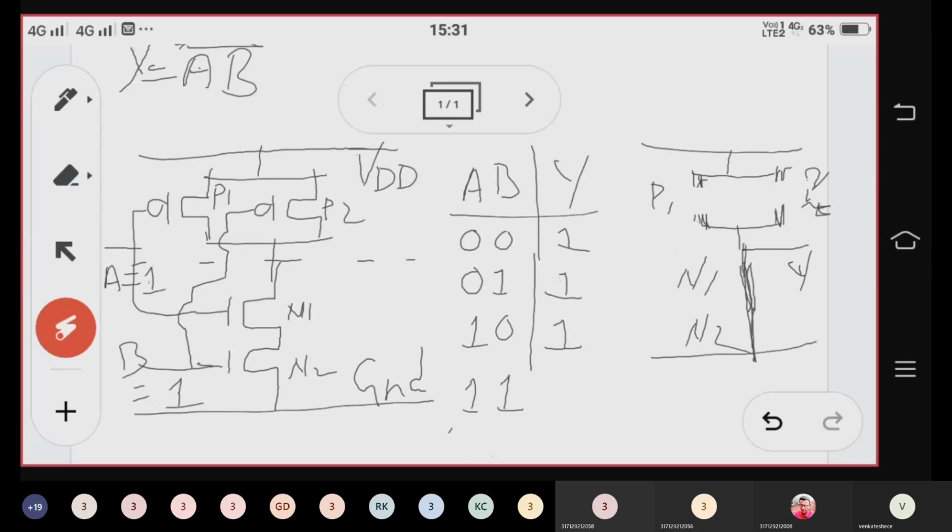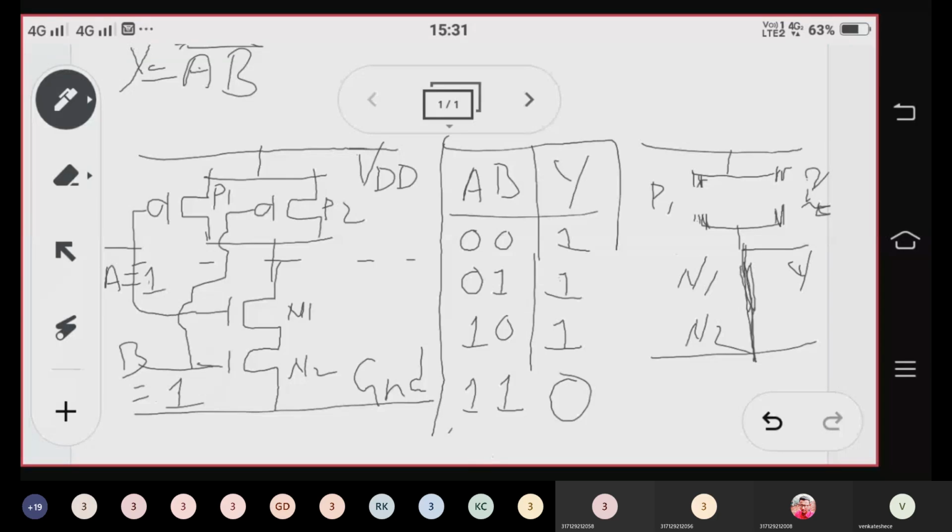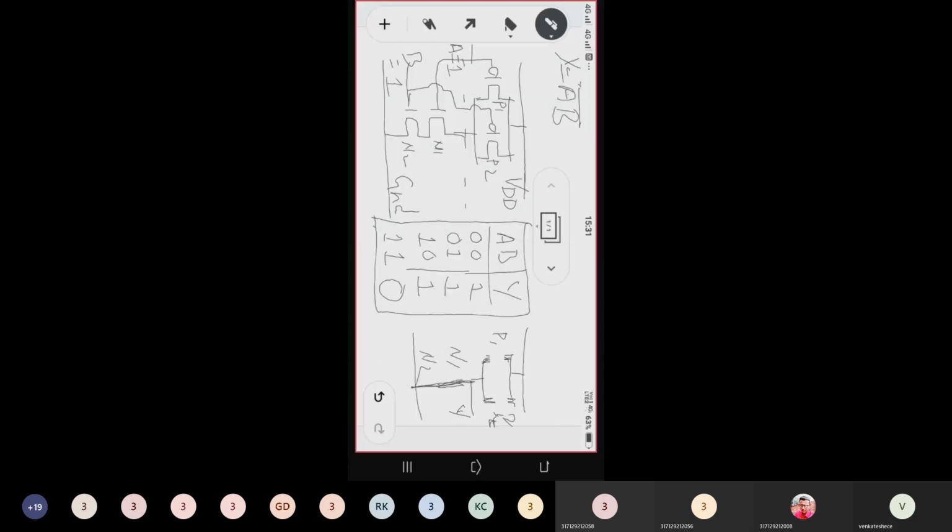Both NMOS transistors are in on condition and both PMOS transistors are in off condition. So there is no path between VDD and output, but there is a path between output and ground. So the output value becomes 0. Now the output is equal to 0. So this is the truth table of the given circuit diagram. Whenever I give inputs 0, 0, I get output 1.